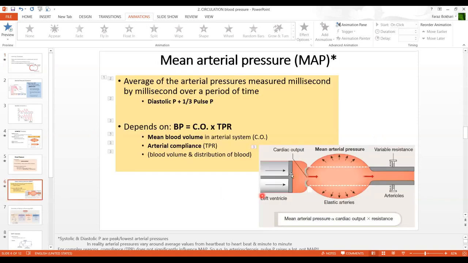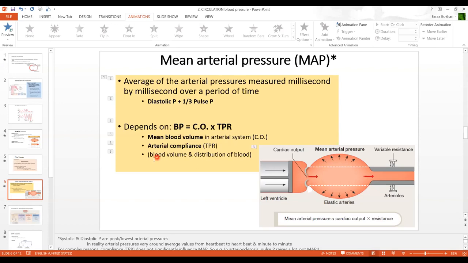Coming back to the operative slide. So basically, cardiac output is the main determinant, one of the main determinants, because this is when blood volume is introduced into the arterial system. So cardiac output is this, and arterial compliance is measured by total peripheral resistance. As I just explained, these are the two things which basically determine your blood pressure.